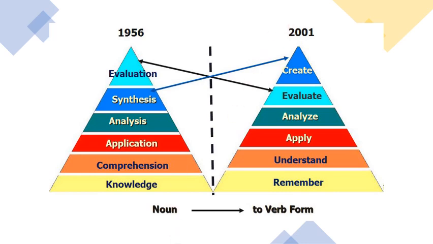As you can see here, from the previous taxonomy created by Bloom and his colleagues, they used nouns for the taxonomies. However, Anderson revised them to become verbs, which are more feasible to do. But as you can see, they have the same concept, except that for the last 2 categories, they were exchanged. Synthesis was placed at the top, while evaluation was placed below synthesis.